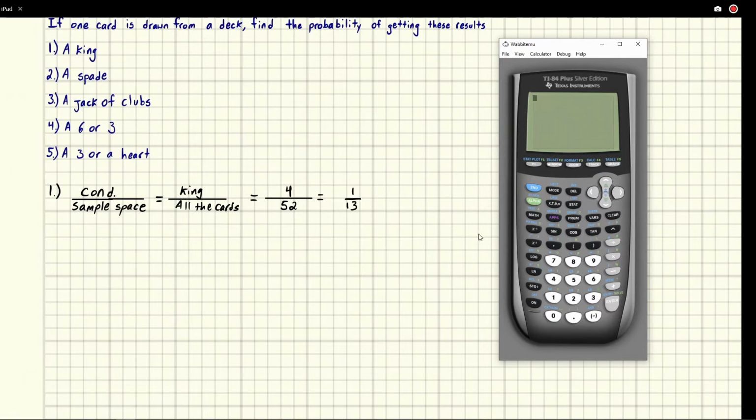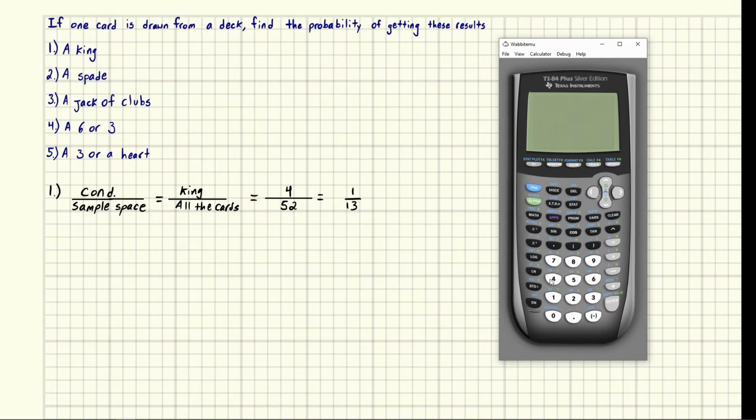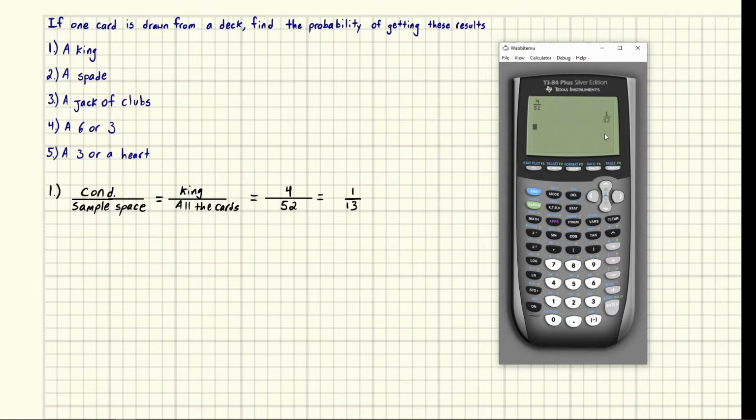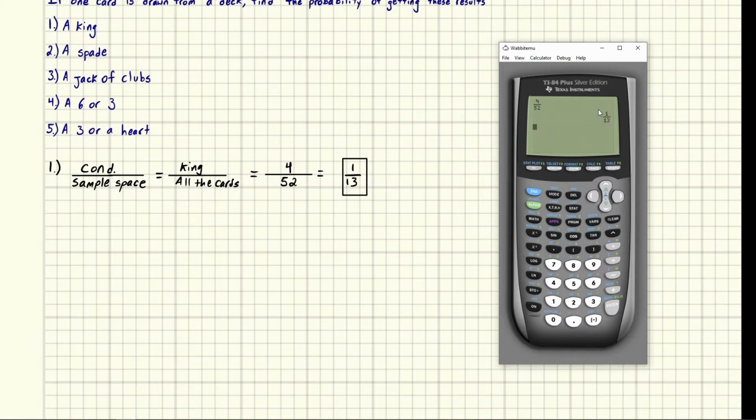And again, if you want, you could type this into a calculator. You could type a fraction by hitting the green key and then F1 and just selecting the first option. And you could type 4 over 52 and you'll get 1 over 13. If you aren't that comfortable with the division, you can just do that. All right, so that's our first one. Pretty easy. You could turn it into a decimal too, or a percent. Those are all going to be expressions of the probability.